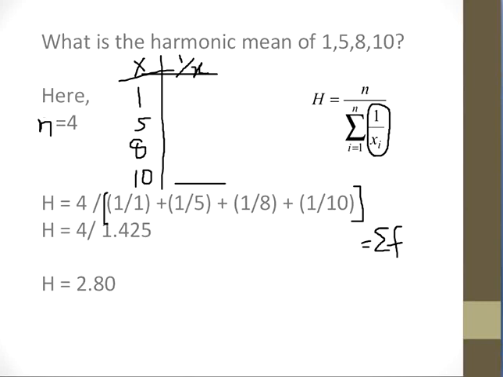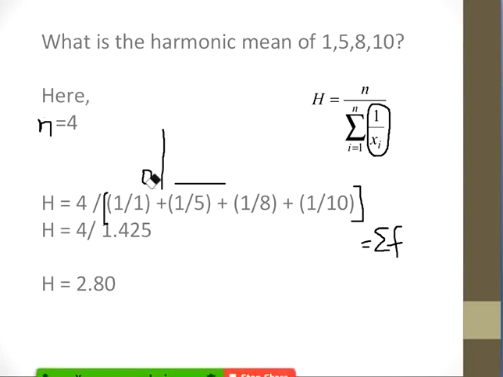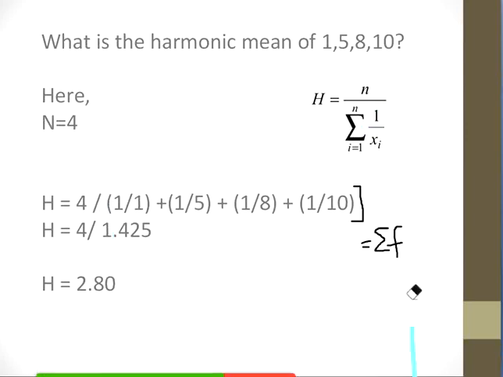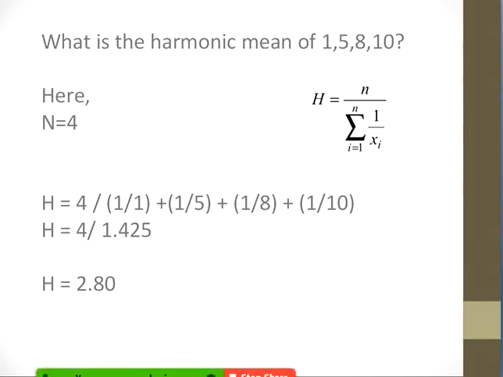All right, move to the other example. So to calculate harmonic mean, what we will do, we will simply construct a column of 1 by x, and we will take its sum. We will take the sum of this column and we will divide n by the sum of this column. So it is very easy in case of ungrouped data.